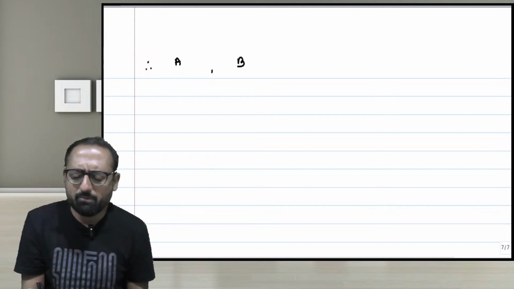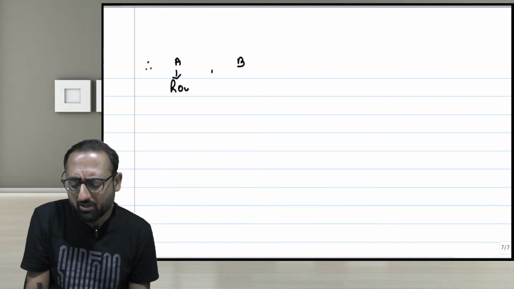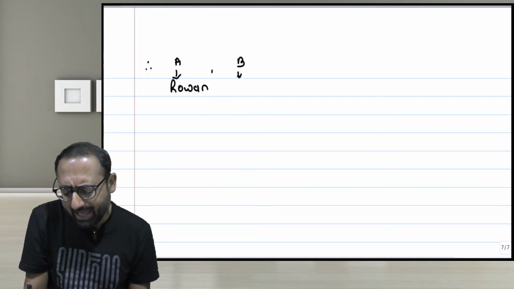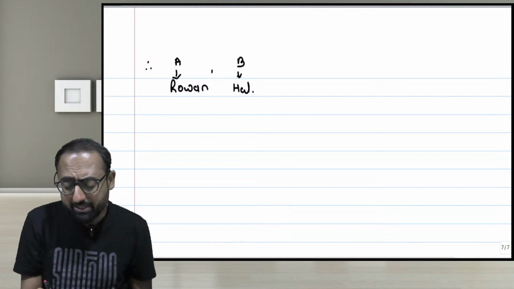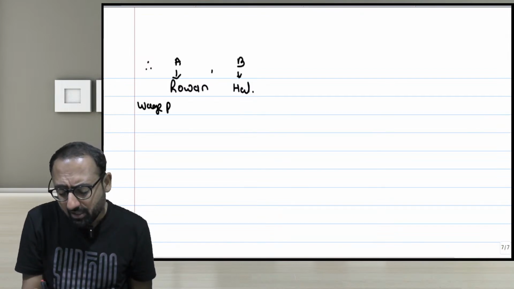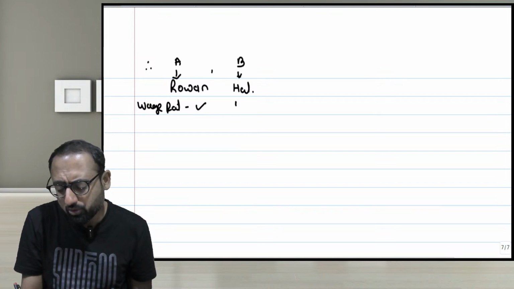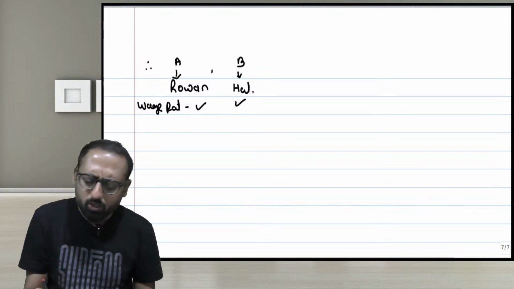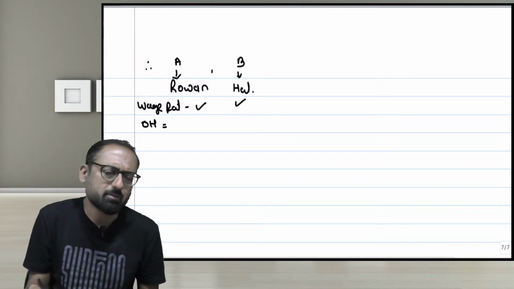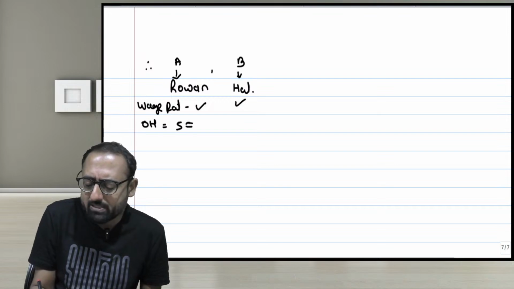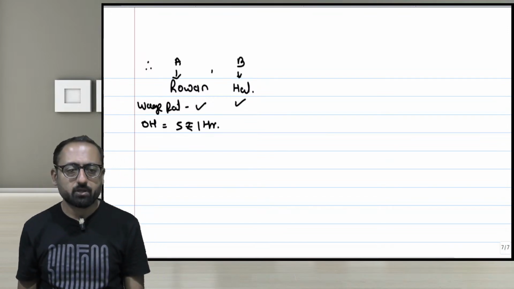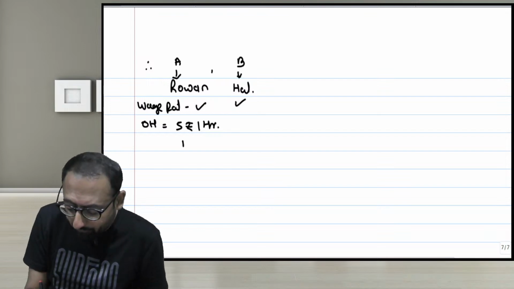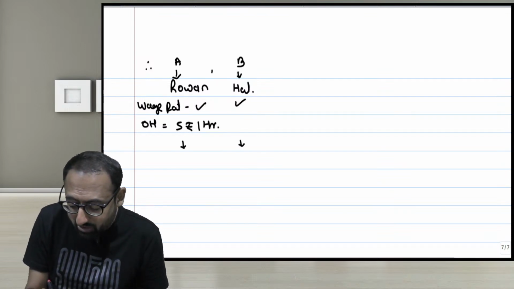Worker A will be paid according to the Rowan, and worker B will be paid according to the Halsey. Their wage rate is same. For both the workers, wage rate is same. Overhead rate will be given like in the previous question, 5 rupees per hour. But now factory cost will not be given. Now you will be given conversion cost.